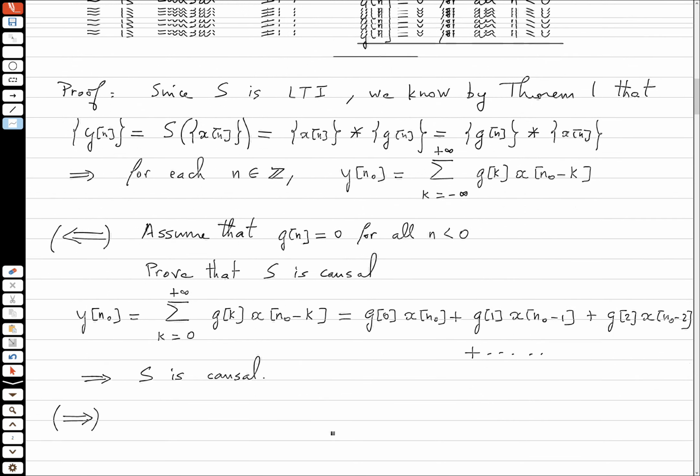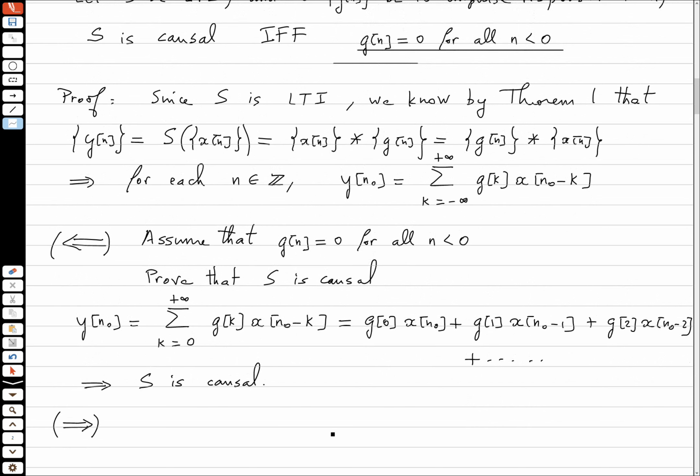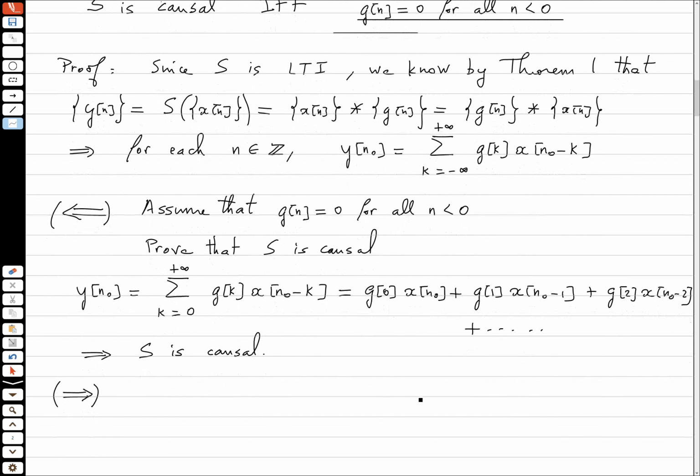Okay, so now we are going to assume the other one. Assume S is causal and prove this, but it will be easier to prove the contrapositive. We can equivalently prove the contrapositive.